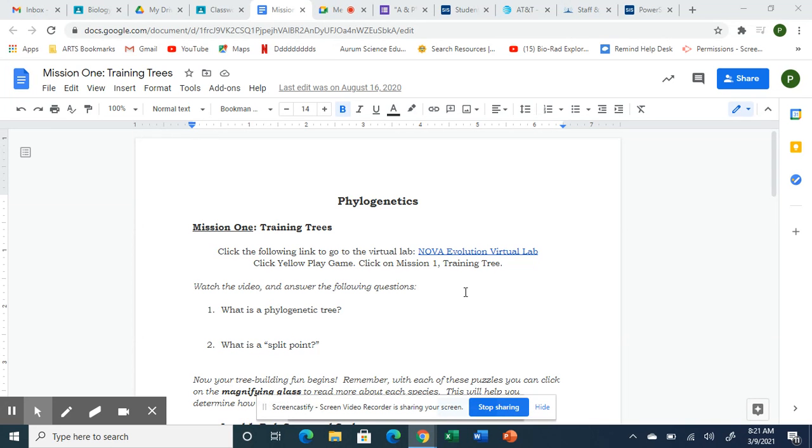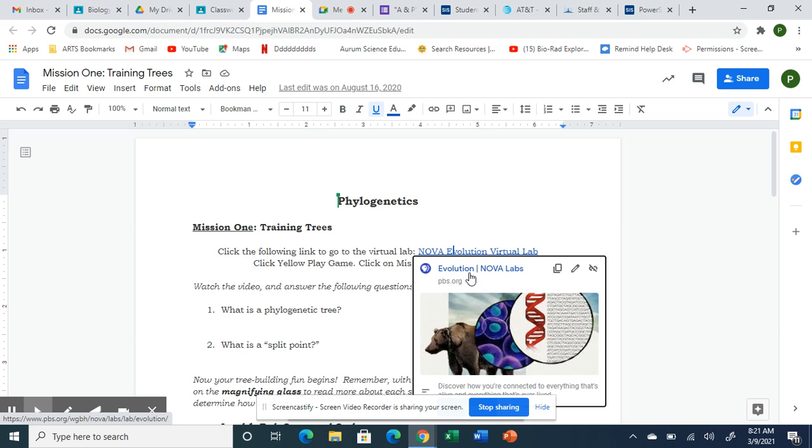Okay, so today's work is phylogenetics, and we're using the NOVA website to learn about different aspects. So, the first mission on here is the training tree.